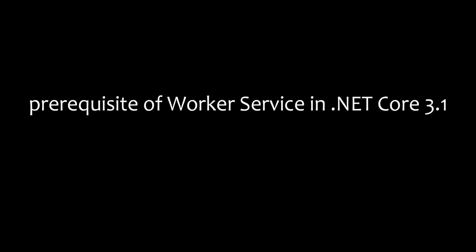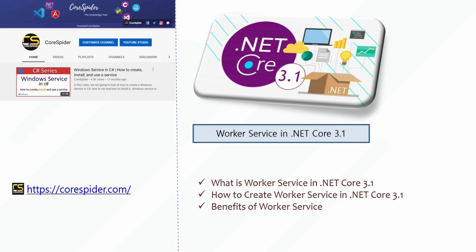Then understand what the prerequisites of worker service in .NET Core 3.1 are. You must have Visual Studio 2019 and the .NET Core SDK 3.1. Those people working on Visual Studio 2017 and .NET Core SDK 2.2 can use the typical Windows service in .NET Core as well. How to create Windows service in .NET Core SDK 2.2, we have already created the videos, and the link is shared in the description box, you can find it there.